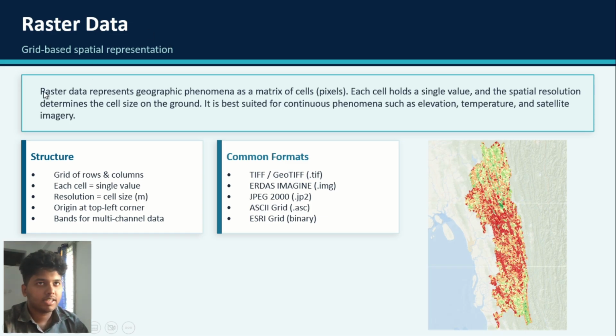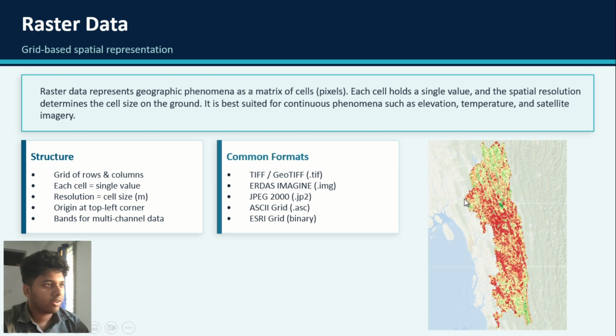So let's see the description. Raster data represents geographic phenomena as a matrix of cells, like pixels. It represents data as pixels, like we saw in images. Each cell holds a single value, and the spatial resolution determines the cell size on the ground. Just like we learned back in the days, we have spatial resolution. It is a satellite thing, to be honest. It is best suited for continuous phenomena such as elevation, temperature, and satellite imagery.